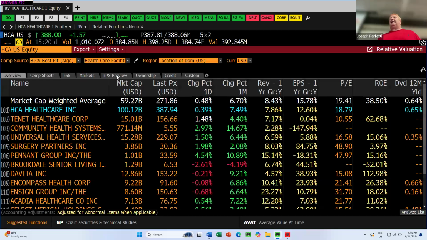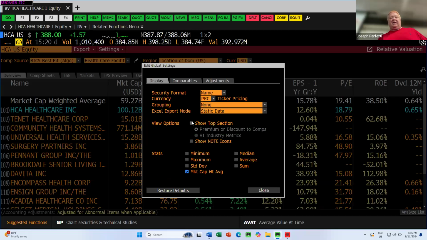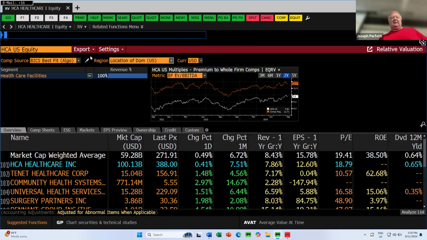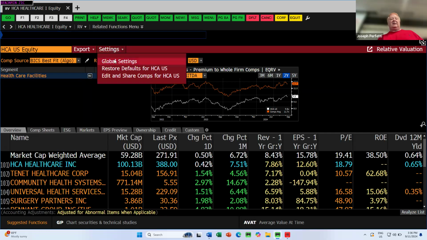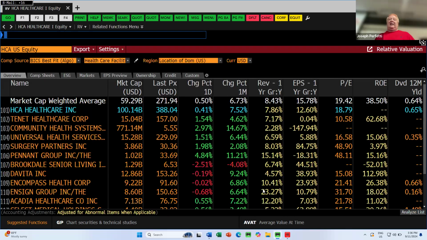Some people were saying they don't see that drop down, and I asked Bloomberg why. What they told me is that in your global settings, if you have that middle ribbon bar, then this drop down doesn't exist. So the only way to see the drop down is to get rid of the bar. Some of you, when I told you to get rid of the bar, did. Some of you didn't. That's why you can't see the drop down. So if you didn't get rid of the middle bar: settings, global settings, uncheck show top section, hit close, and then you will see the drop down.